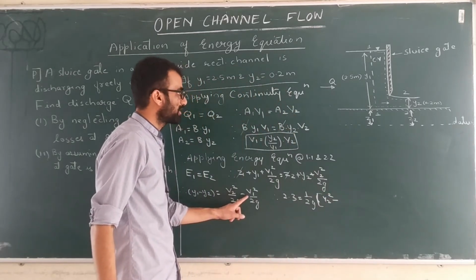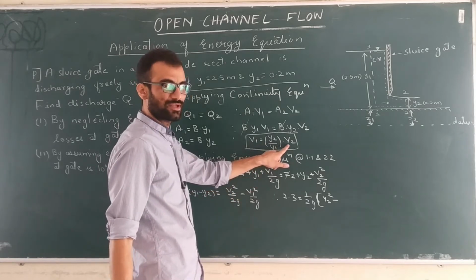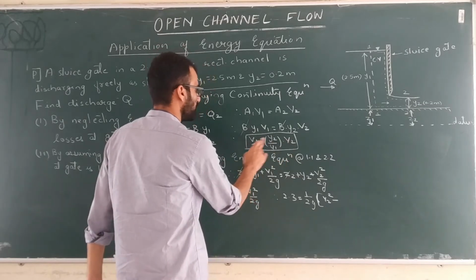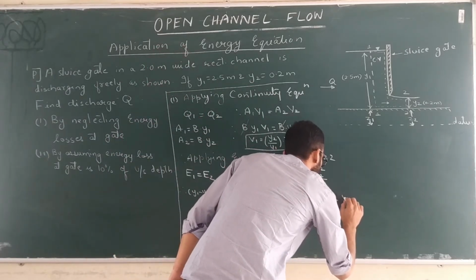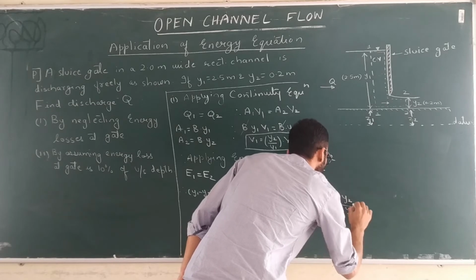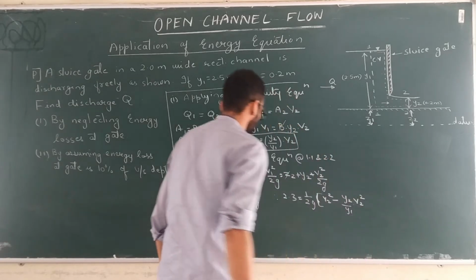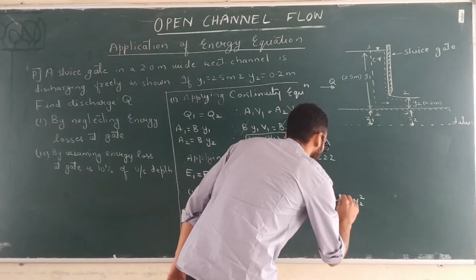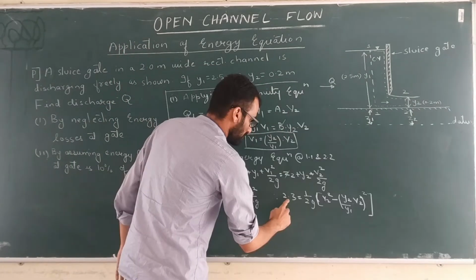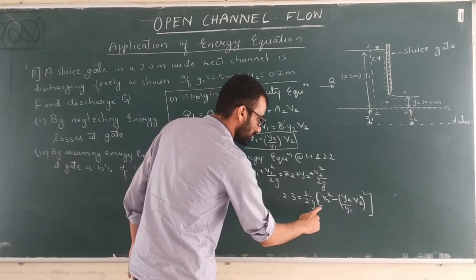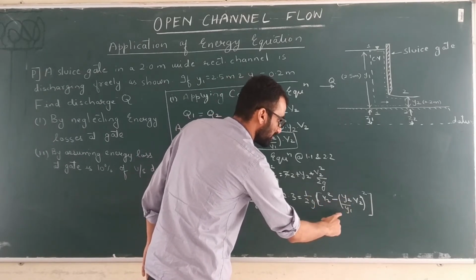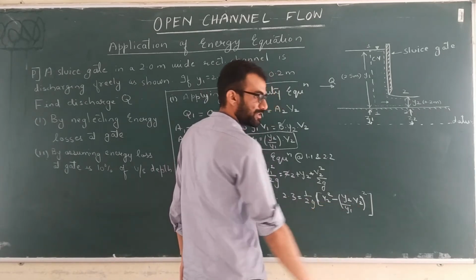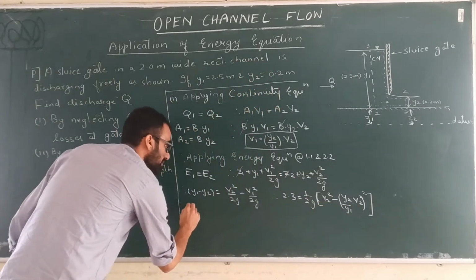So V1 you can write in terms of V2, so that you have only one unknown in this equation. V1 is Y2 by Y1 into V2. So 2.3 equals 1 by 2G times V2 square minus Y2 by Y1 square V2 square. Only one unknown we have here, that is V2, so we can solve this equation.